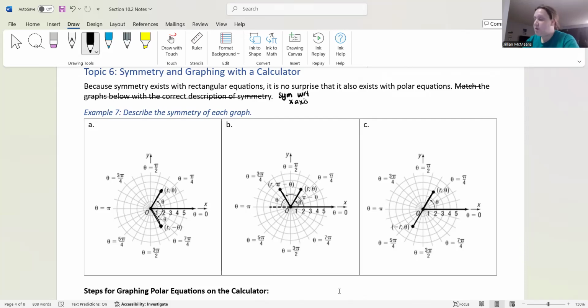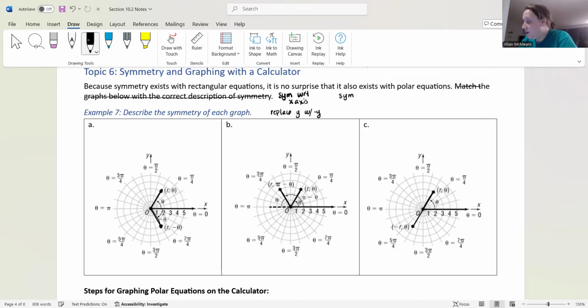But basically what we could do is replace y with negative y. And if we ended up simplifying and getting the same function back, we had symmetry with respect to the x-axis, okay?